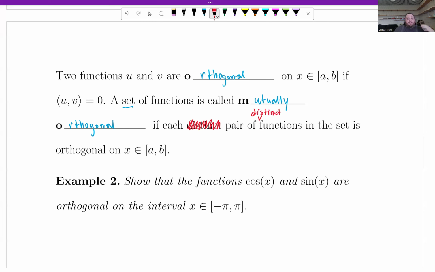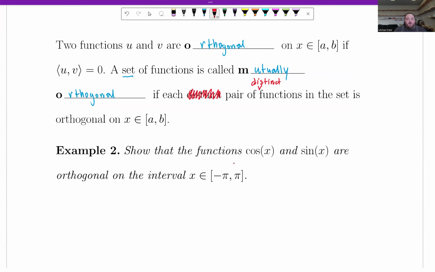in the set. Okay, so that means for every possible pair, if we take one function from the set and another function in the set, those two functions cannot be the same. So two unique functions from that set and their inner product is 0 for every pair, then that whole set is known to be mutually orthogonal. Okay?